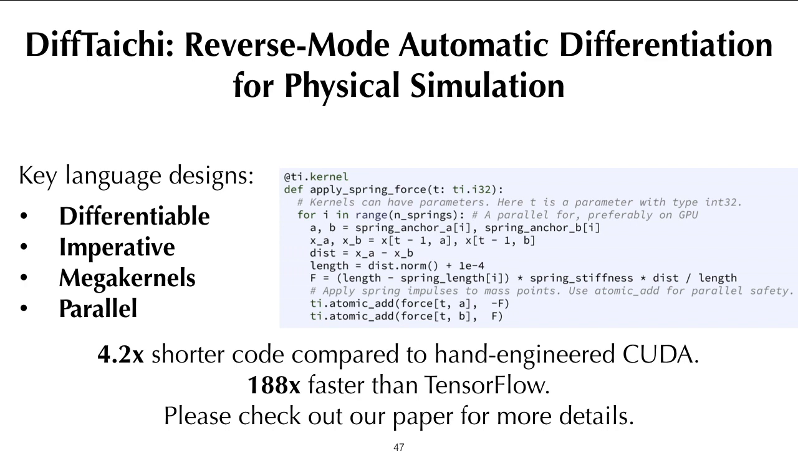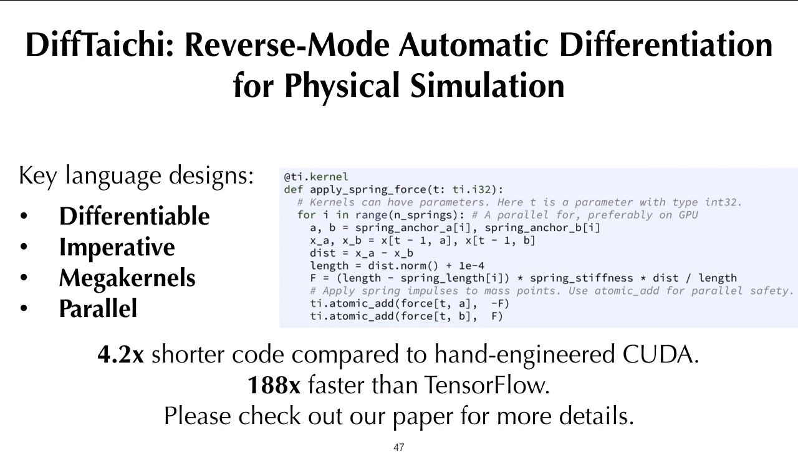That is less practical. And megakernels and parallelism ensure that we can run the kernels very efficiently. By using DiffTaichi, we can write shorter code, actually 4.2x shorter than hand-engineered CUDA, partly because the gradients are evaluated automatically by the Taichi compiler. You do not have to manually derive the gradient, which is really tedious and error-prone.